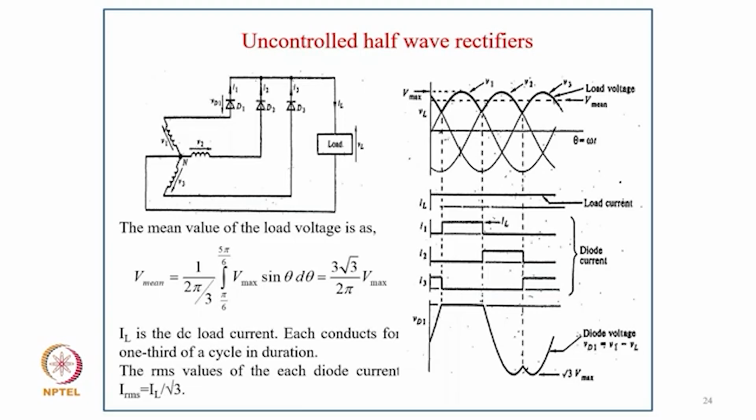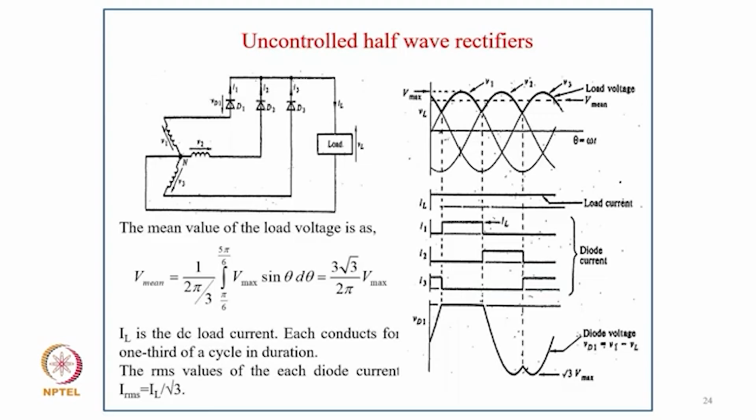So now typically it is an uncontrolled half-wave converter. It gives 3 pulses in the output, and you can see in the waveform, if the load current is constant, how the current typically flows in all 3 phases for positive current, and how the diode drops are there. So our mean voltage or average voltage across the load is V mean equal to 1 upon 2 pi by 3, integral pi by 6 to 5 pi by 6, Vm sin theta d theta.